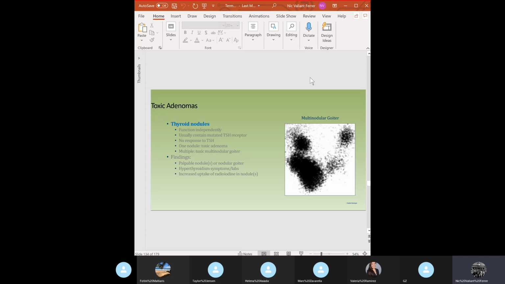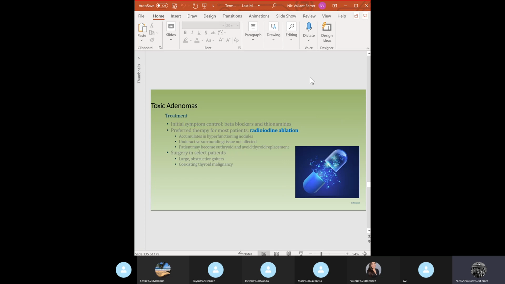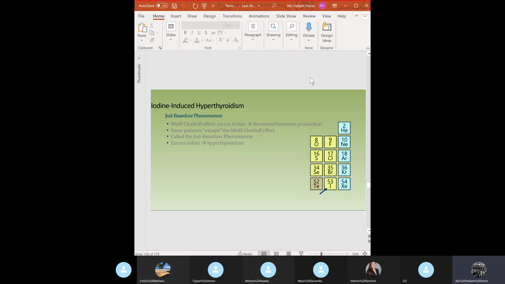There are different kinds. You can have palpable nodules, nodular goiter, whatever. That's not important. The initial treatment for toxic adenomas is beta blockers, which inhibit peripheral conversion, right? And thionamides, your PTU and methimazole. However, the preferred therapy for most patients is radioiodine ablation. Okay, sometimes surgery in select patients.